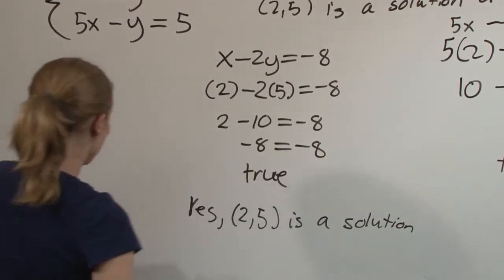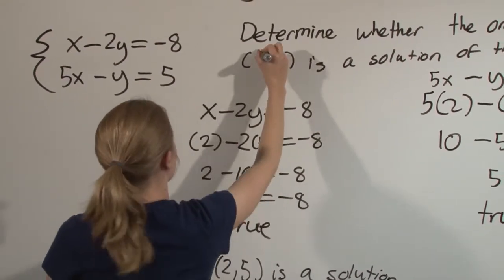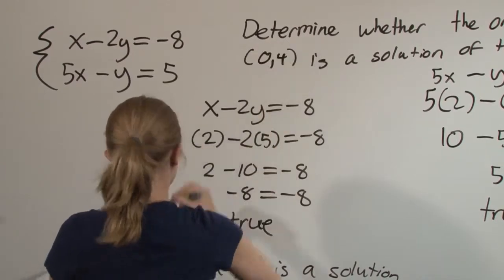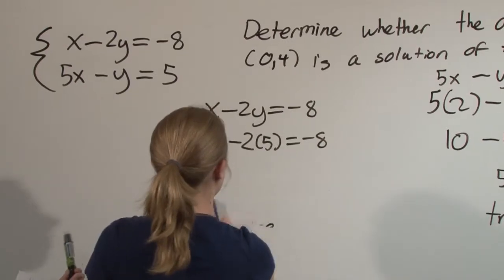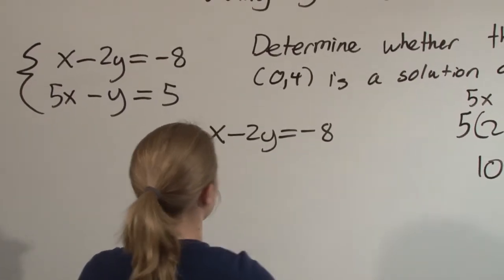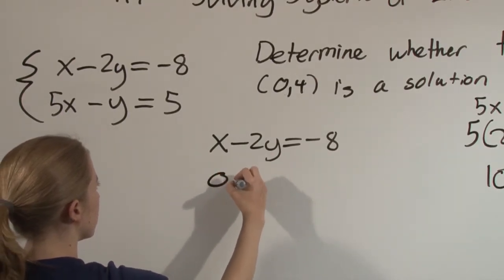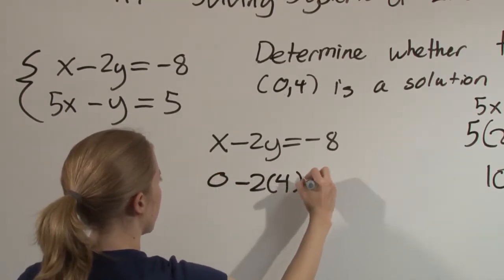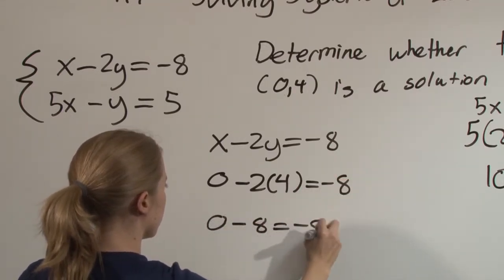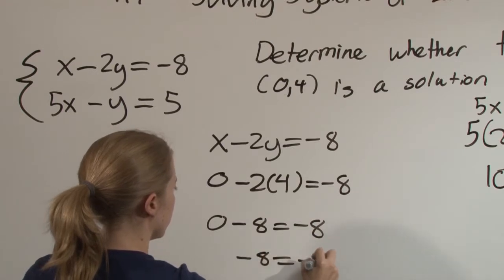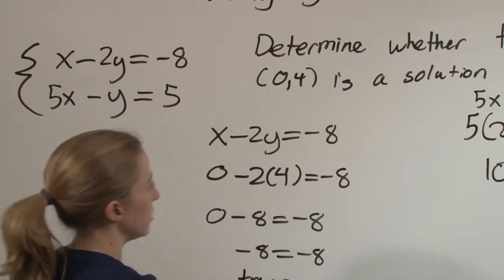So I'm going to try a different ordered pair. That's a 0. And try substituting those values into the equation. So first I'm substituting 0 for x and 4 for y. That's going to be 0 minus 8. So this one is true. That is a solution of this equation.